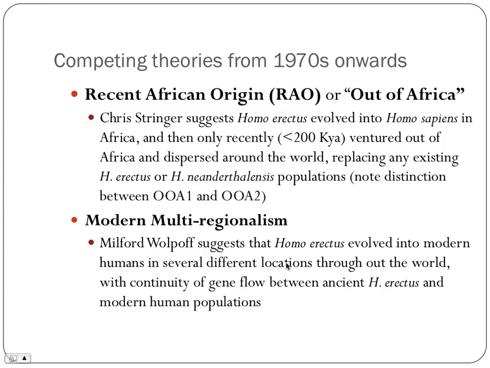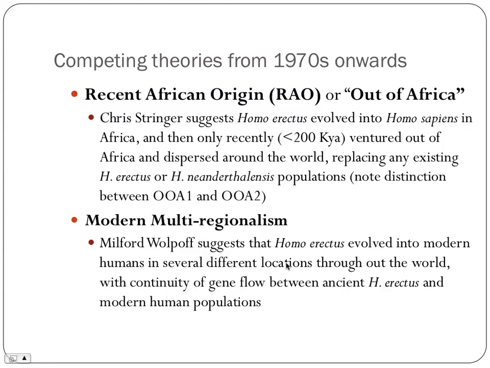And those of you who came to Chris Stringer's talk will know that he was and is one of the architects of what's known as the recent African origin theory, or sometimes called the out of Africa theory. And here we just have to note that we know of at least two exoduses from Africa. One we already mentioned was Homo erectus leaving Africa. What we're talking about here is out of Africa two, that a Homo sapiens population dispersed from Africa, and Homo sapiens originated in Africa recently.